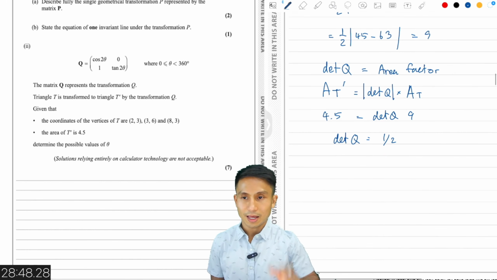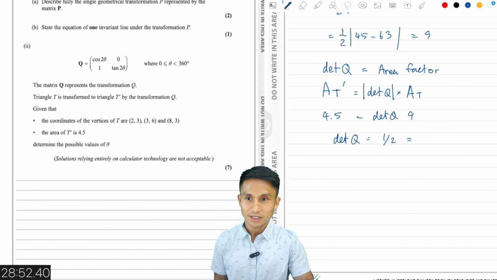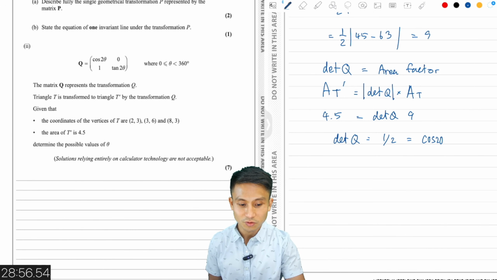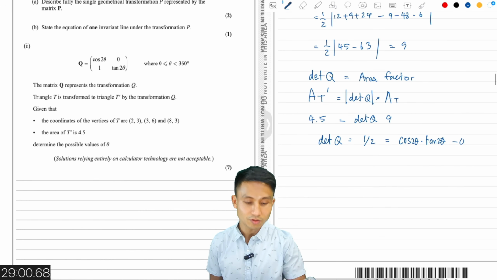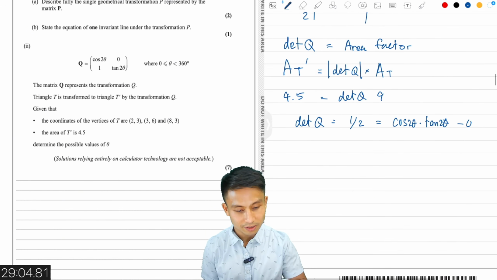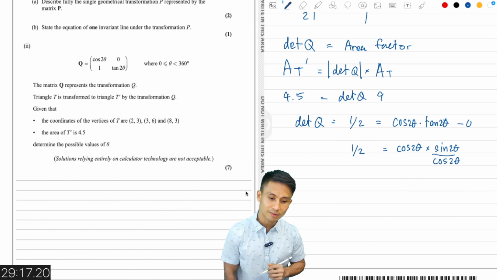Okay? And because we know also that the determinant of Q is just cross down minus cross up, right? So cos 2 theta times tan 2 theta minus 0. Okay? Because 1 times 0 is 0 there. So what is this then? This is basically cos 2 theta times sine 2 theta divided by cos 2 theta, right?